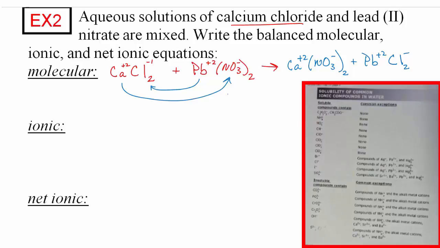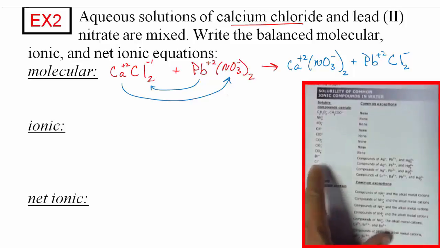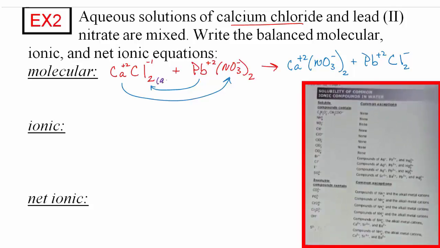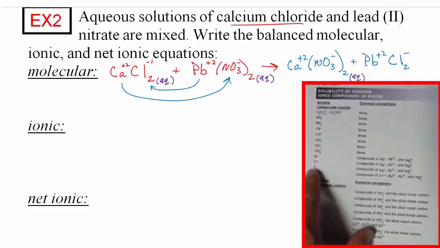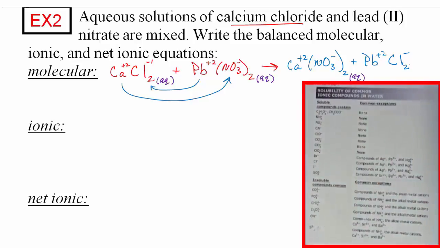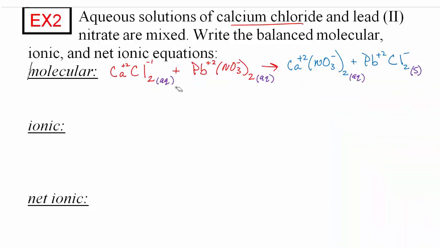So calcium chloride, aqueous. Lead nitrate, aqueous. Calcium nitrate, aqueous. Lead 2 chloride, solid. So we will be getting a precipitate. Make sure that you're balanced. Looks like we have a balanced chemical equation.